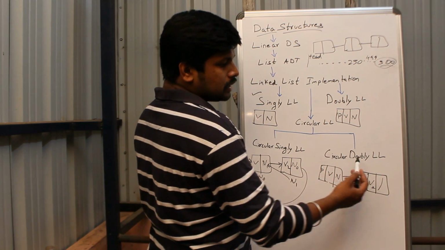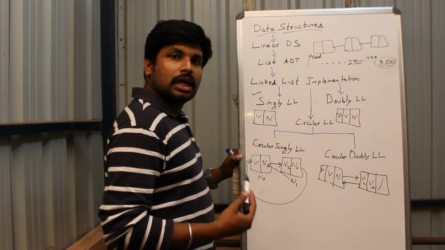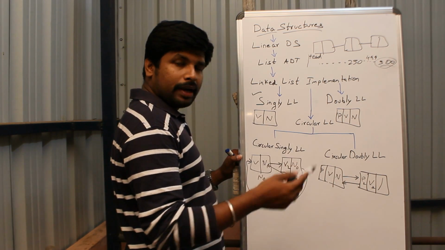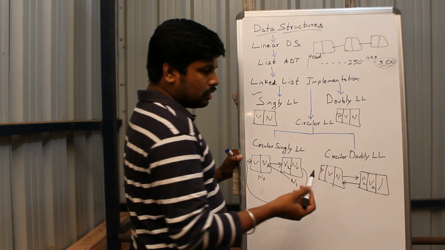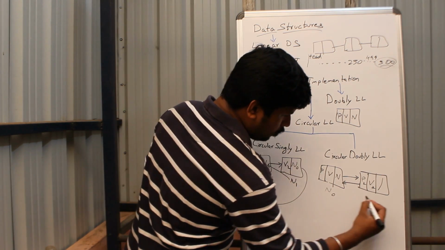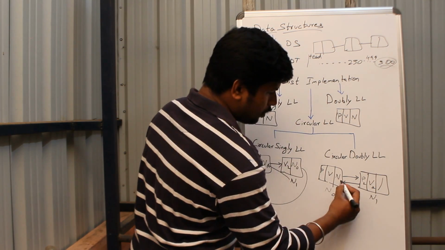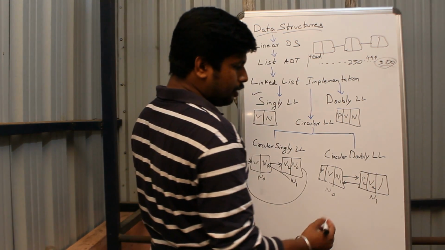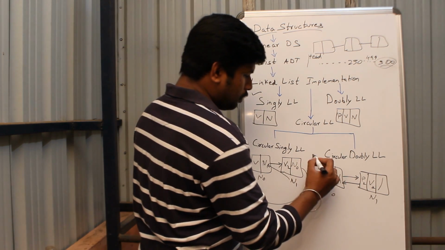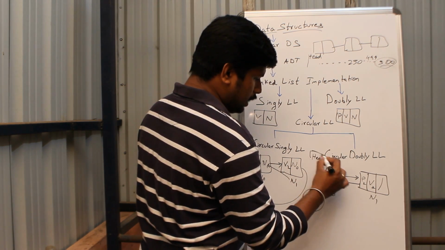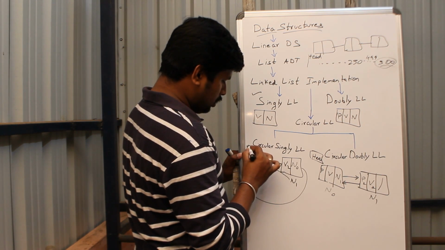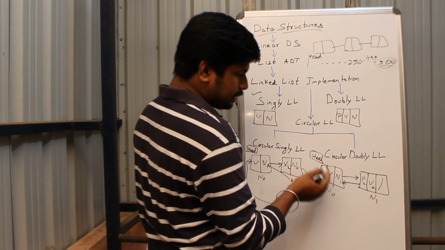And similarly, the circular doubly linked list. A circular doubly linked list is nothing but a combination of several nodes combined together in a circular format. See, for example, this is the first node. Let's assume n0 and n1. And for the first element, the previous element is head, which is common. Okay, so this is the starting element.